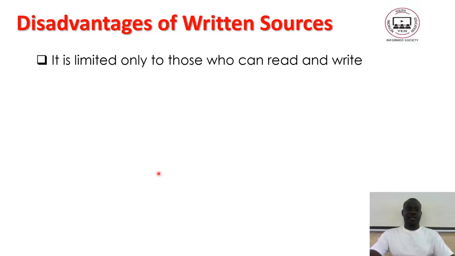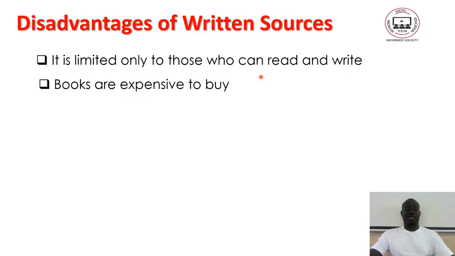What are the disadvantages of written sources of history? It is limited only to those who can read and write. The literate people, those who can read and write, are the ones who can access this written source of history. Books are expensive to buy. Much as only those people who have gone to school can access that written history, books are also very, very expensive.